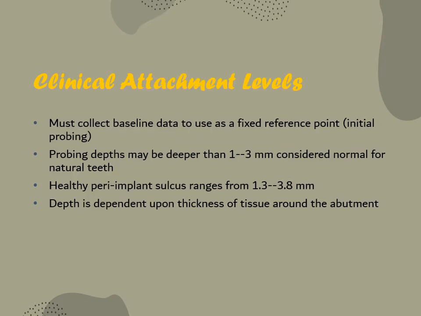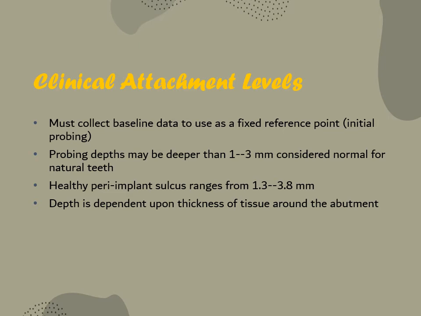Clinical attachment levels. So you're going to want to collect baseline data to use as a reference point or initial probing, right? We talked about this already. So you're going to collect that baseline data, and then probing depths can be deeper than the 1 to 3 millimeters that we typically see in natural teeth. Healthy peri-implant sulcuses typically range from anywhere from 1.3 to 3.8 millimeters. So getting a 4 around an implant is actually totally normal. It doesn't indicate a sign of disease. What you're doing is collecting data. That's it. The depth is going to be dependent upon the thickness of the tissue around the abutment.